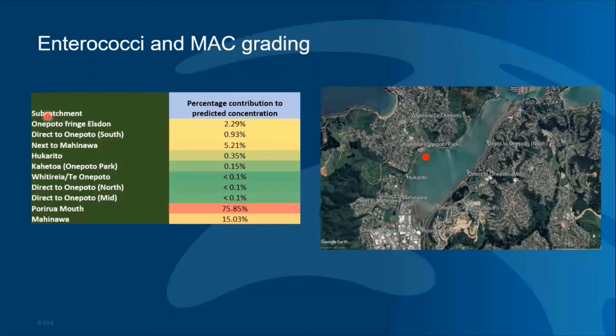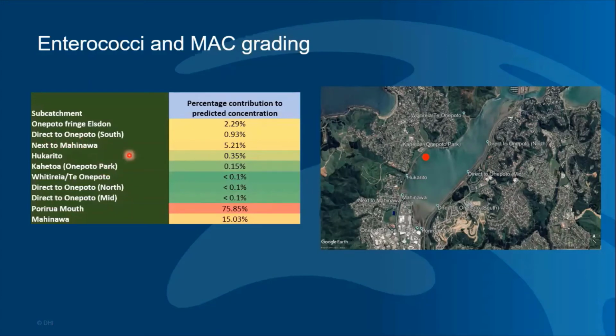data to say, well, what are the linkages between the different subcatchments, which are the names in the green part of the table there, and what they contribute to the overall predicted concentration. So we see Porirua Mouth, which is this one to the south here. It's the largest catchment, largest load coming into the system, and contributes 75% of the predicted concentration at that site. Mahinawa, which is another site adjacent to the recreational site, 15%. And then reducing contributions from other catchment inputs.